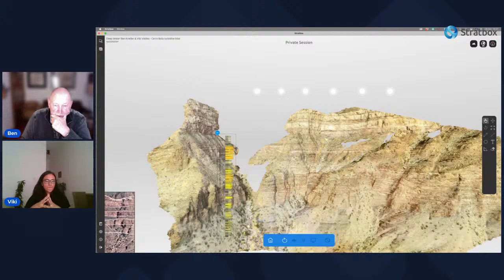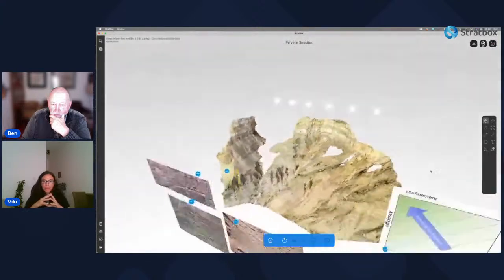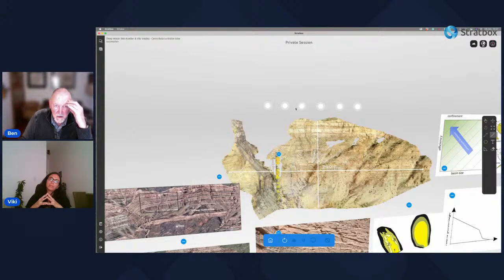Now, let me give you some sense of scale here. The model itself is 800 meters across, so we're looking here at about 1/7 of the entire length of the outcrop, and that also gives you some sense of the thickness of stratigraphy that we're looking at here. That's about 1/2 kilometer of stratigraphy.